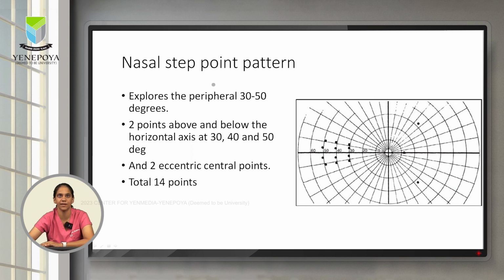Then there is the nasal step point pattern. This will explore your peripheral 30 to 50 degrees. This is used only in early glaucoma. Here, if you see, there are 2 points above and below the horizontal axis at 30 degrees, 40 degrees and 50 degrees, and 2 eccentric central points. A total of just 14 points are there. It detects early glaucomatous changes.